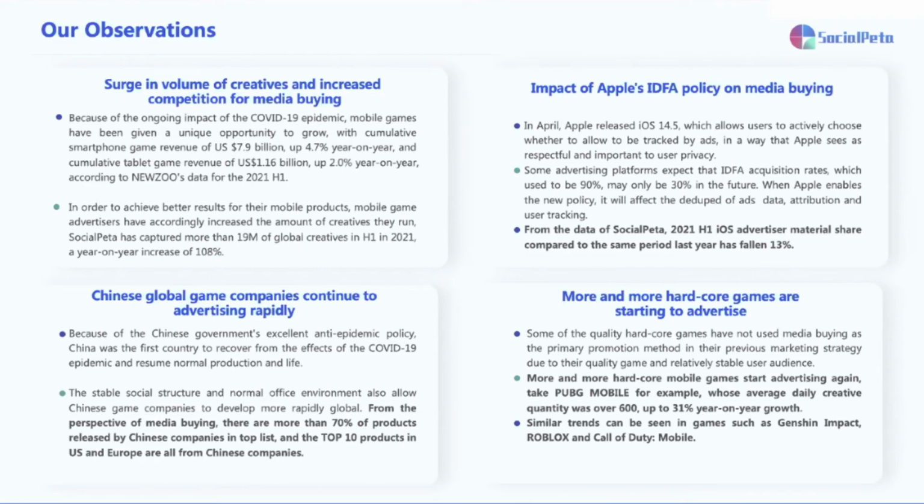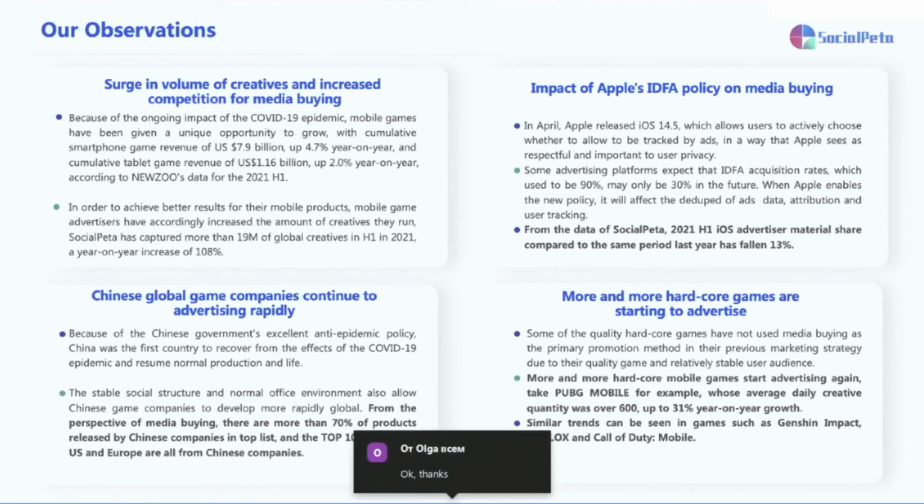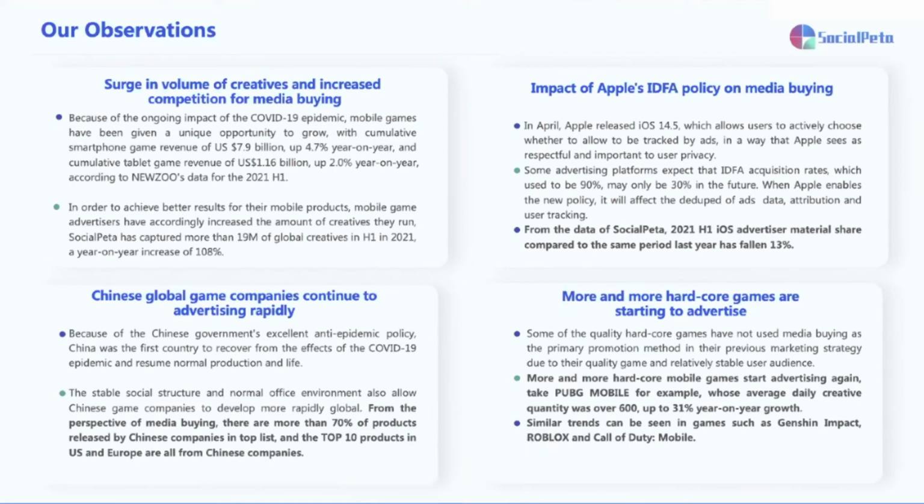To achieve better marketing results, mobile game advertisers increase ad creative quantities. SocialPeta has captured over 19 million game ad creatives in the first half year, and the year-on-year growth is 108%. The second point we found is that the iOS new policy affects tracking and attribution results. For that, iOS advertisers' creative share has fallen 13% compared to the same period of last year.